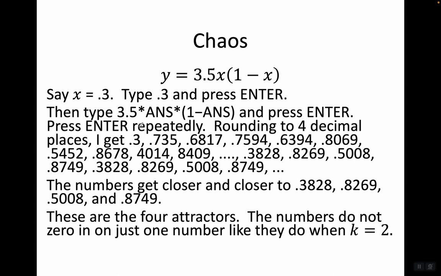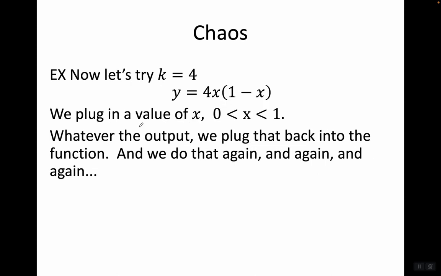The numbers get closer and closer to 0.3828, 0.8269, 0.5008, and 0.8749, roughly, rounded to 4 decimal places. These are the 4 attractors. The numbers do not zero in on just one number like they do when k equals 2, and they don't even bounce between 2 numbers. They bounce among 4 numbers.